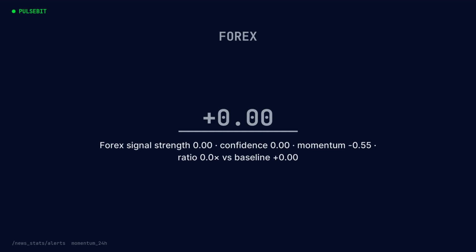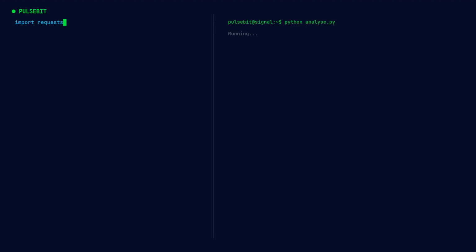Right now, you're looking at a sentiment score of +0.21 and a momentum of -0.55 in the Forex space. What's surprising? This positive sentiment amidst a negative momentum indicates a potential divergence, a situation worth your attention.